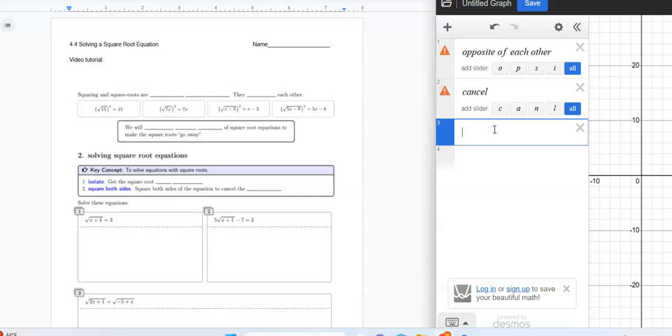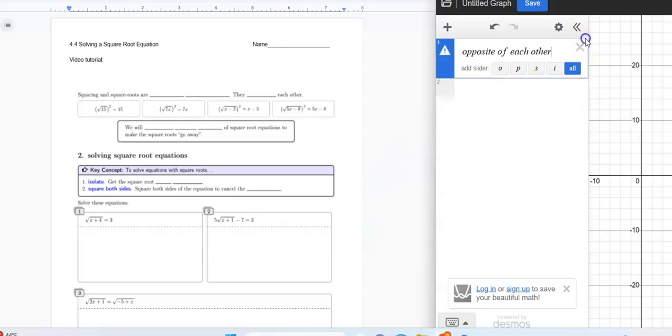We will cancel out square roots of equations. I actually don't know what to fill in those notes. I almost crossed it out in class. Let's just move on to actually doing it.